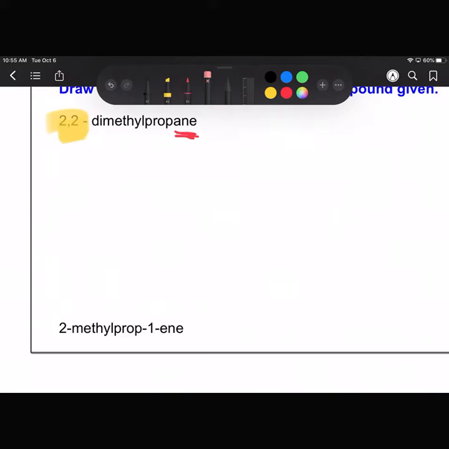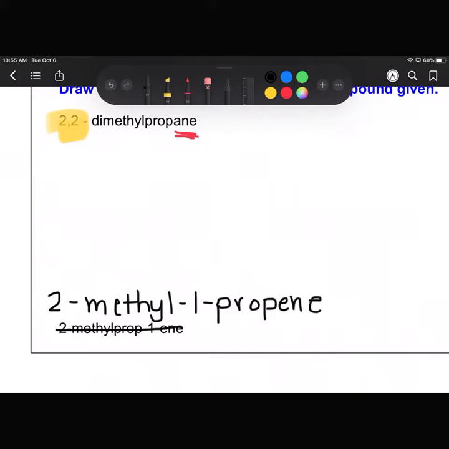Okay, so we're going to do the last one here, which is 2-methyl-prop-1-ene. Something I've got to note to you is that this is an old way of numbering, and I really got to update this. This would actually be 2-methyl-1-propene. So let's name that instead.